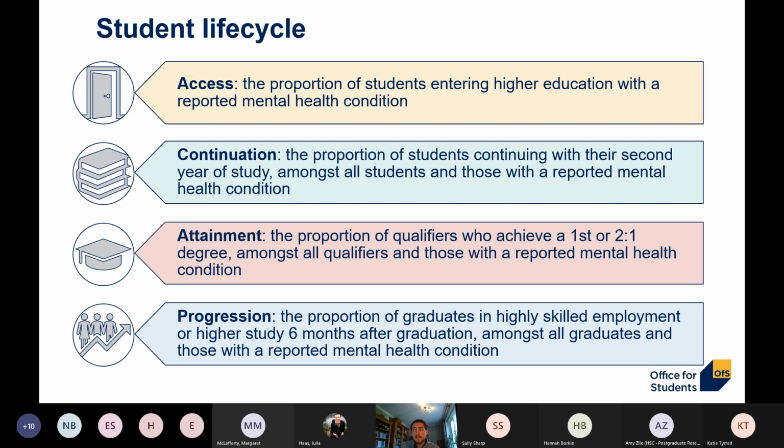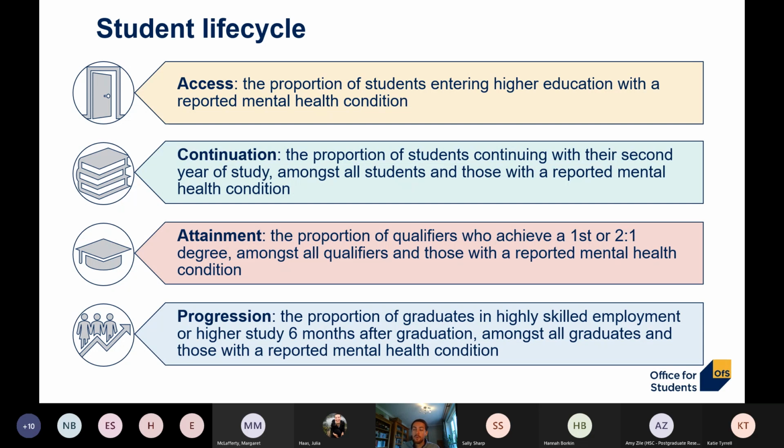So the first is access. In this context, what we're looking at is the proportion of students entering higher education who have a reported mental health condition. We then look at continuation. This is the proportion who continue into their second year of study. And we make a comparison between those with a mental health condition and all students.